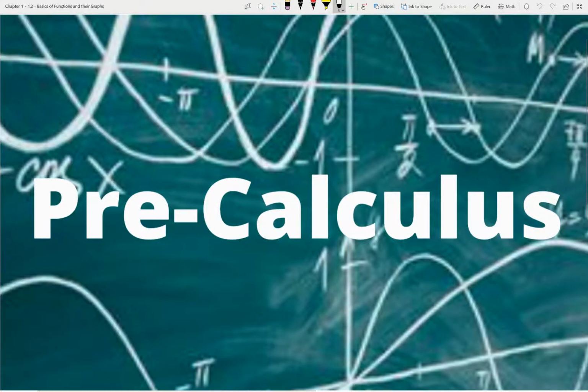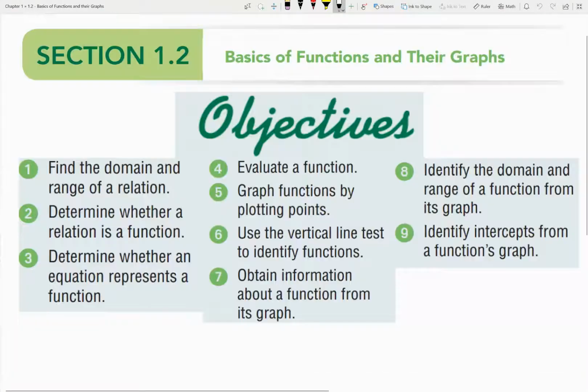Welcome to Online Precalculus. Today, we're going to cover section 1.2, Basics of Functions and Their Graphs. Our objectives for this section are to first find the domain and range of a relation and talk a little bit about what a relation is and how you can use it to represent data. Then we'll determine whether a relation is a function, just by looking at the data. Then we'll determine whether an equation represents a function.